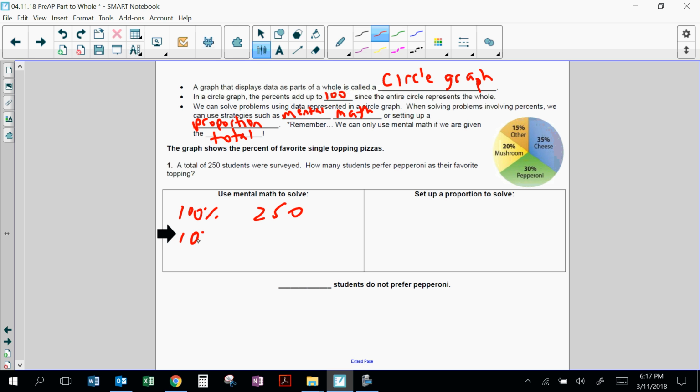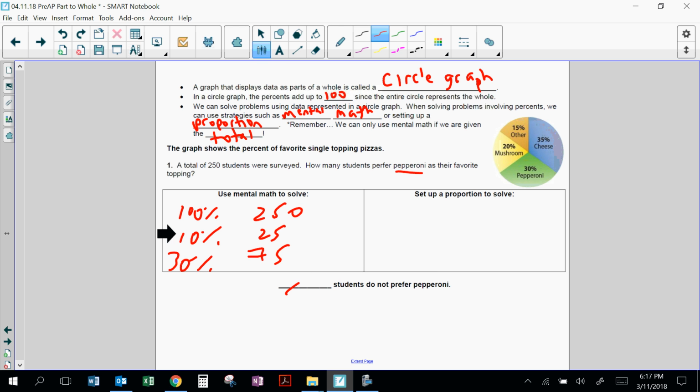What would 10% be? 10% divided into 10 parts would be 25. And our goal is to find pepperoni, which is 30%. So if 10% is 25, 20% would be 50, 30% would be 75 students. So 75 students. Let me erase that.